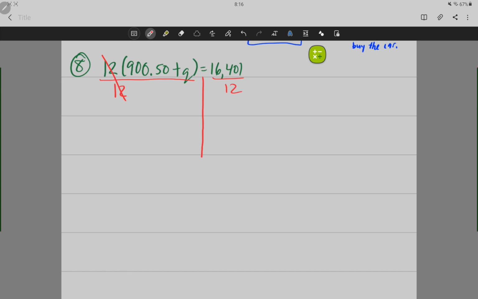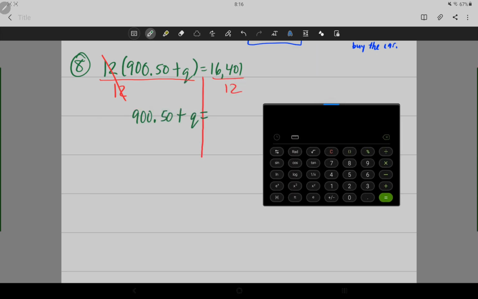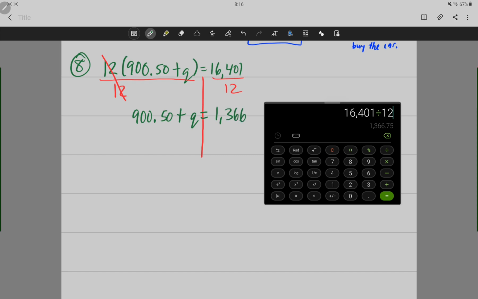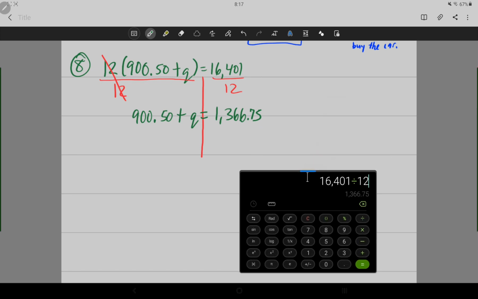12 divided by itself is 1. Don't have to put 1, but just bring down 900.50 plus Q equals. Now on the right side, again, we can just use our calculator. 16,401 divided by 12 is $1,366.75. And now, this is a one-step problem now.